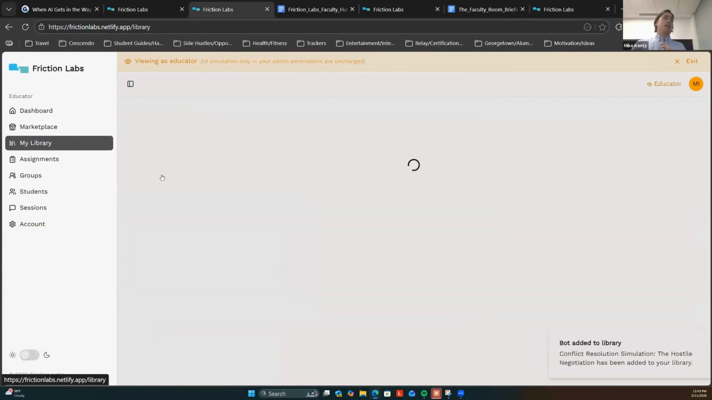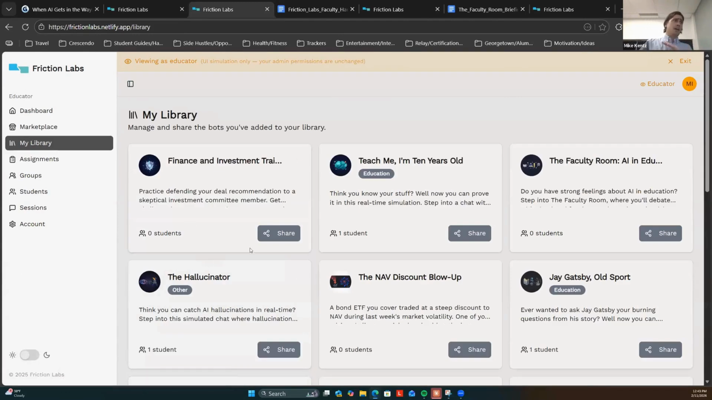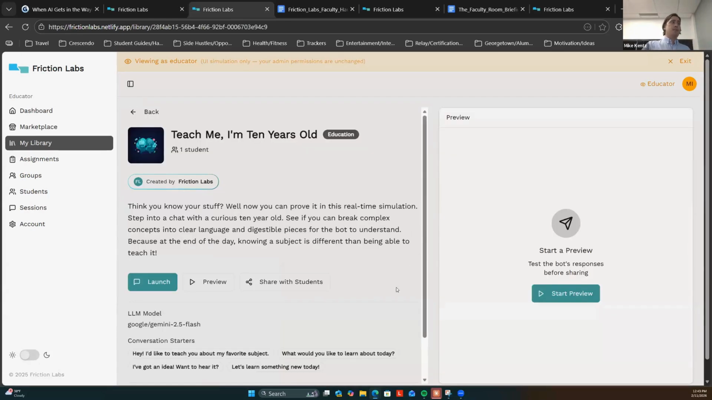Then I'm going to come over to my library. There's a number of different things you can do here. You can share directly with the student. You can preview, you can launch for yourself. This one was created by me, so you can't edit ones that other people made. You can edit your own though. And this is where the preview section is if you want to try it out.